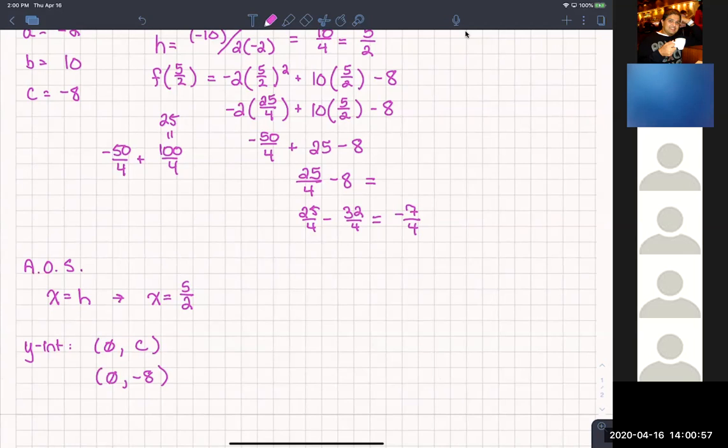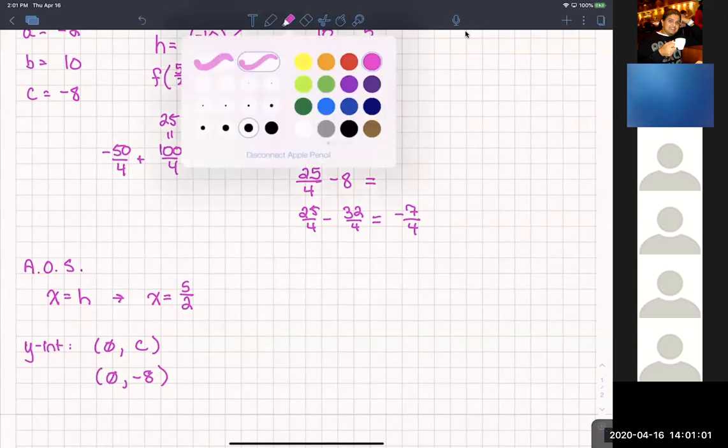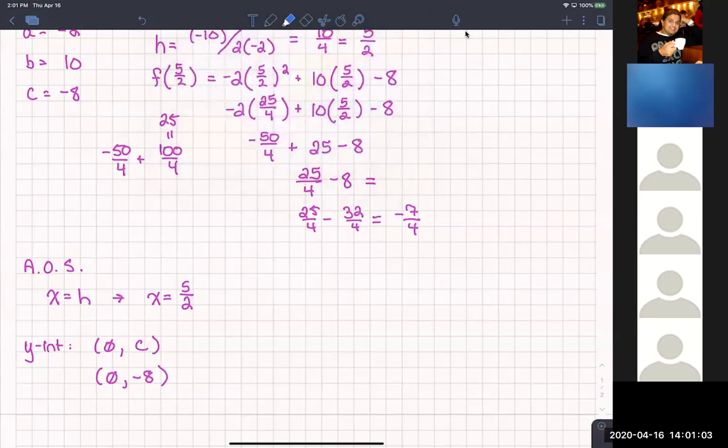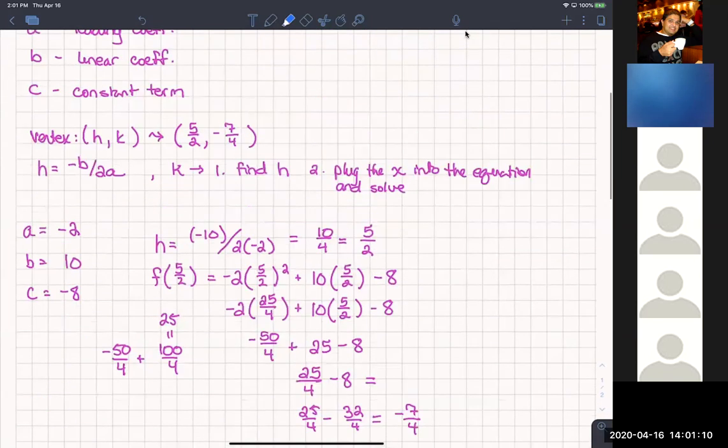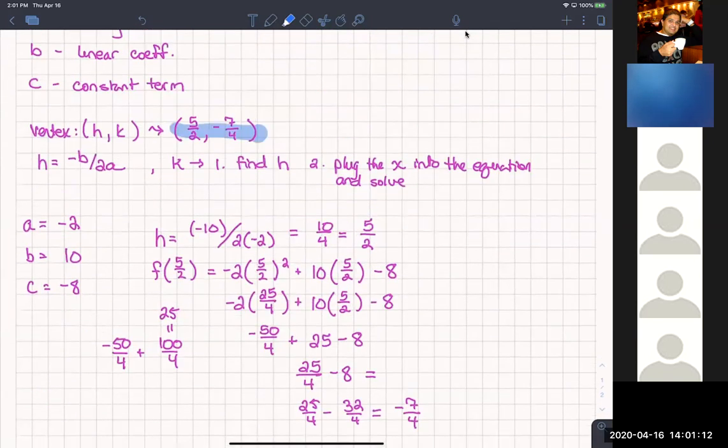So let me highlight what we found so far. So we found the y-intercept. We found the axis of symmetry. And we found the vertex. Okay.